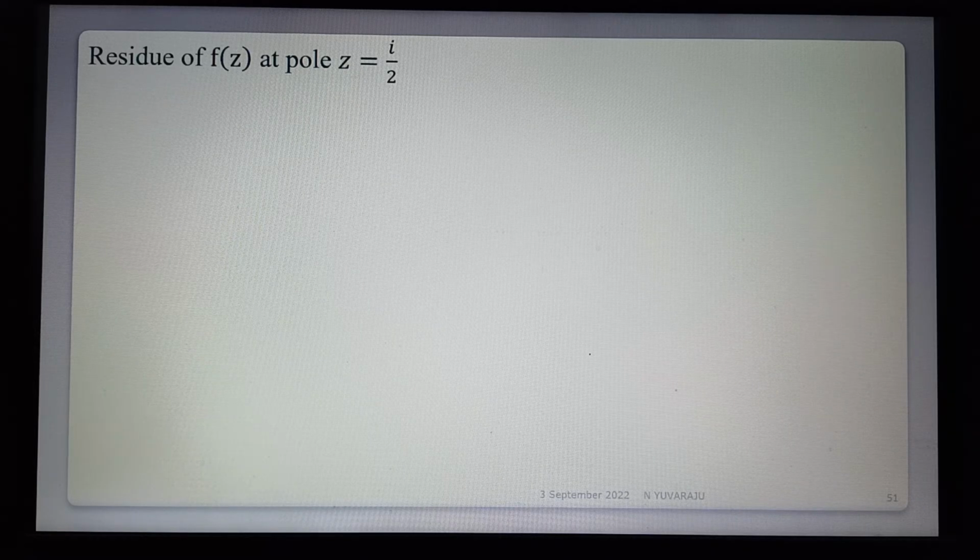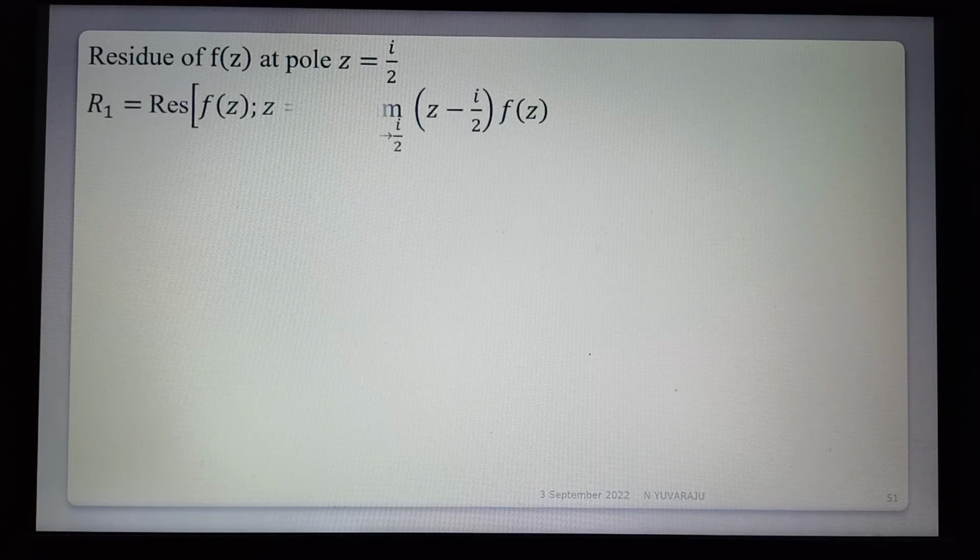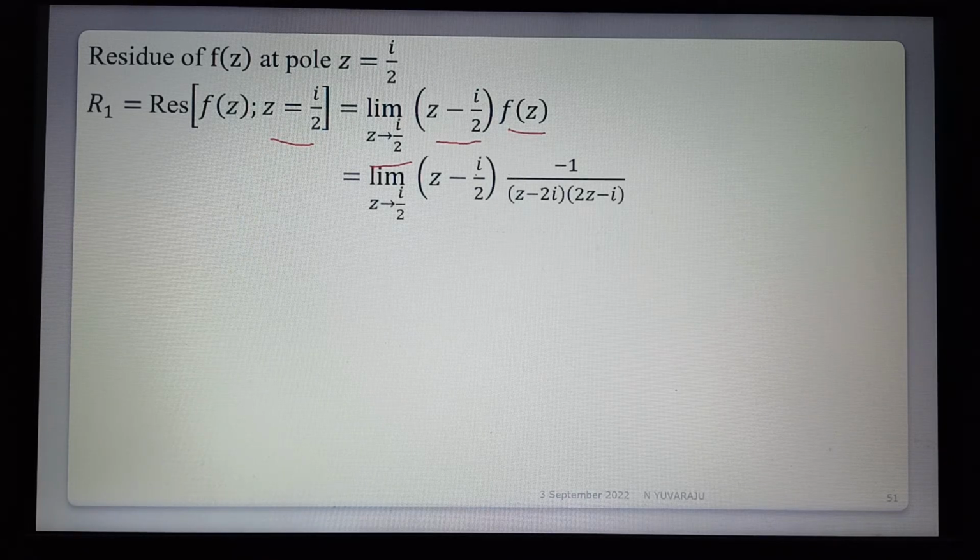So residue of f of z at the pole z is equal to i/2. This is the formula. At the point z is equal to i/2, limit z tends to i/2 of (z minus i/2) into f of z. Substituting f of z here, limit z tends to i/2, (z minus i/2) into this f of z function.